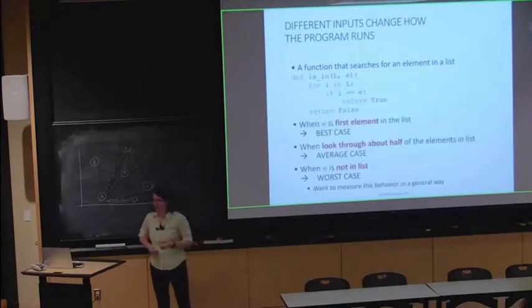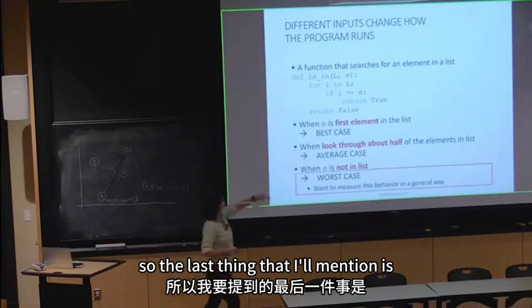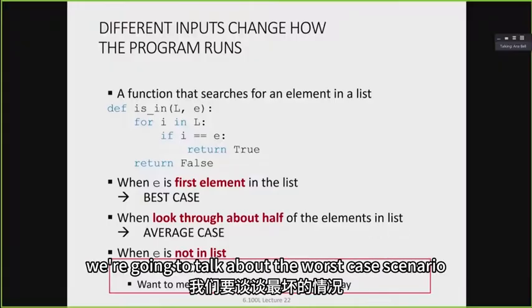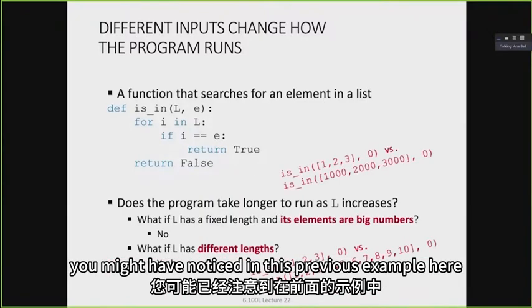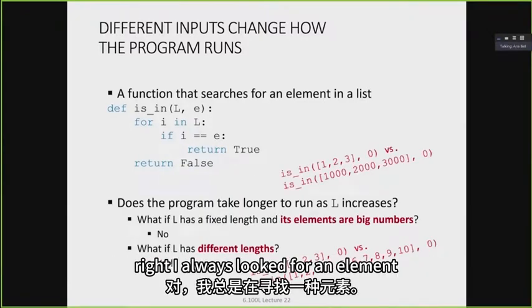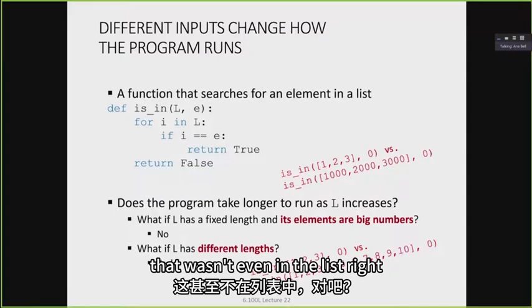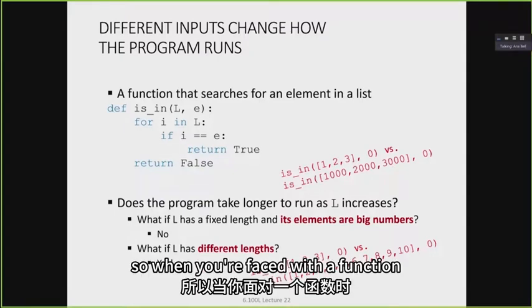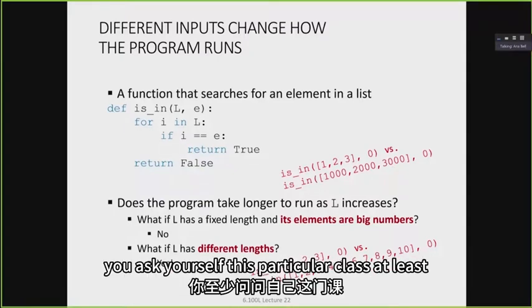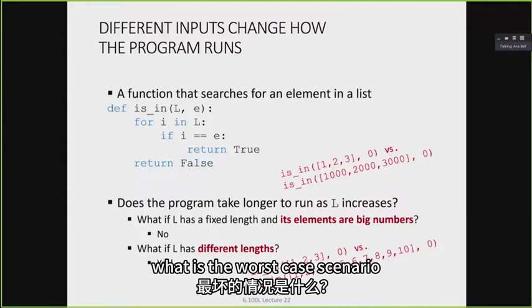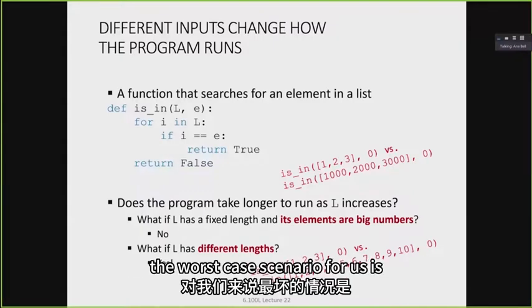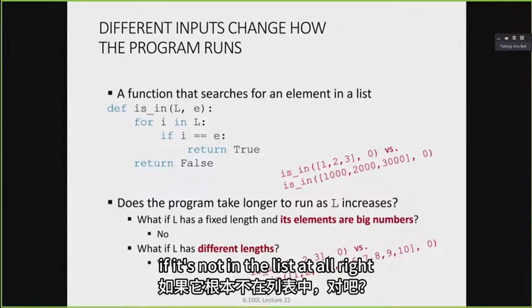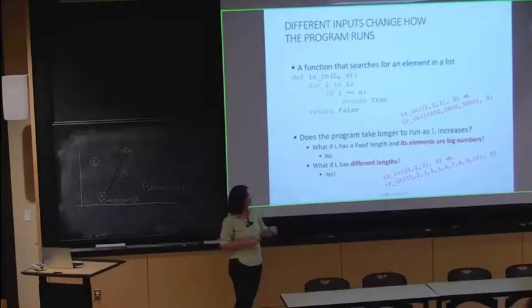Okay. So the last thing that I'll mention is for this particular class, we're going to talk about the worst case scenario. So you might have noticed in this previous example that I always looked for an element that wasn't even in the list. When you're faced with a function, you ask yourself, this particular class at least, what is the worst case scenario? And for finding out whether an element is in the list, the worst case scenario for us is if it's not in the list at all, right?